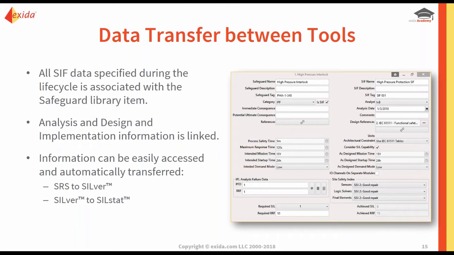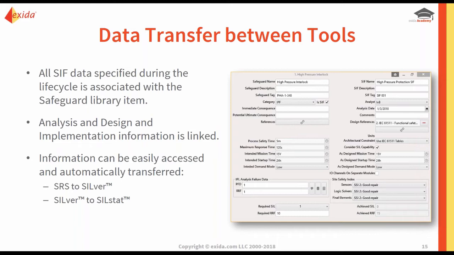And at this point, it's determined to be a SIF. So all of that on the left-hand side is your analysis information. Then on the right-hand side, you can see your design information. So this is essentially what you're focused on for SIL verification. You have your SIF name, your SIF description, a tag. You can specify an analyst and an analysis state, and you can again link any design references.